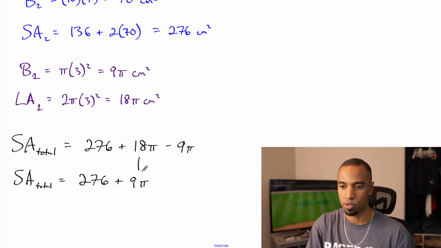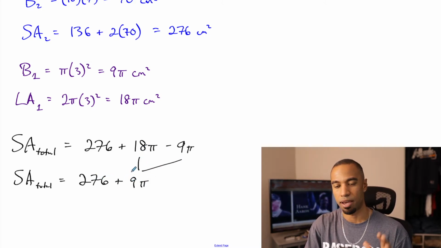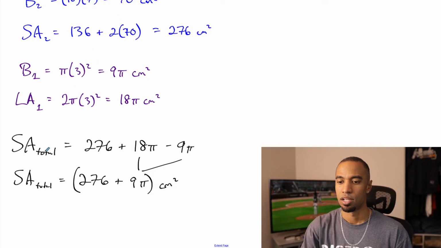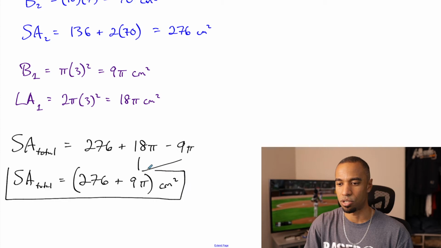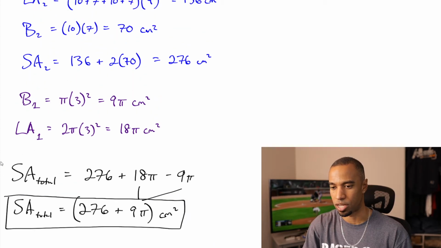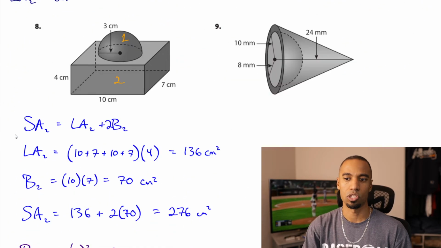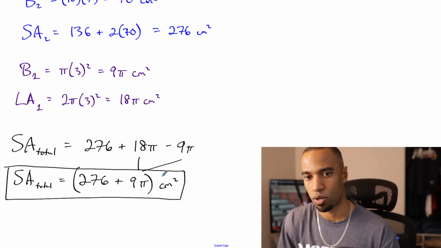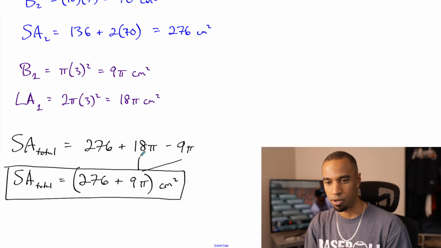As I combine these two to get 9 pi, 276 plus 9 pi do not combine in any sort of way. I can leave that as square centimeters like that. That would be a final exact answer if they said leave in terms of pi. I'm going to go ahead and check and see if that's what they still want. They do. They still want me to leave the answer in terms of pi. This is the answer in terms of pi. 276 square centimeters plus 9 pi square centimeters.